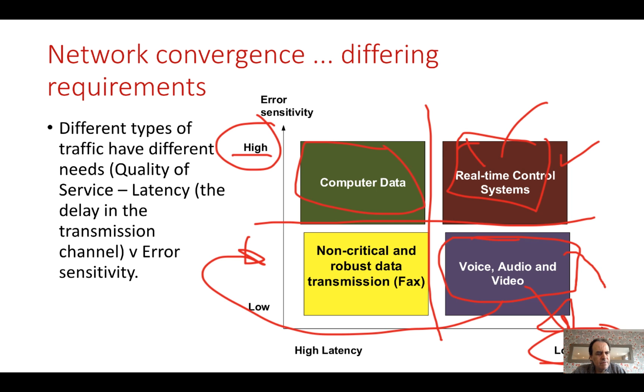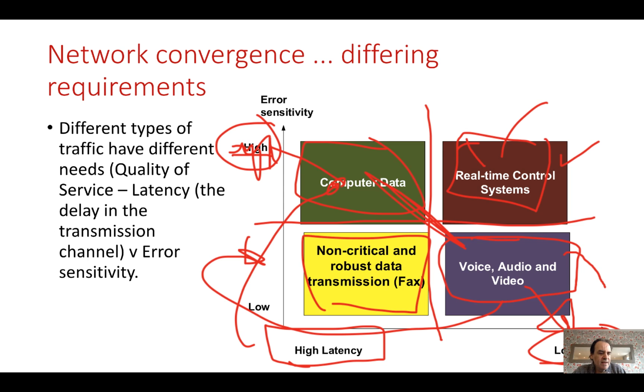Computer data is probably the opposite to this. Computer data doesn't really matter that much about the latency. It tends to burst onto the network, and so the latency really doesn't matter that much. Obviously to the user it does, but what it is sensitive to is errors. Any errors will cause lots of problems in retransmission and so on.